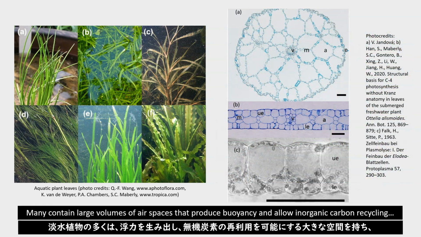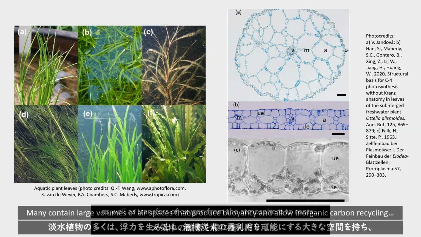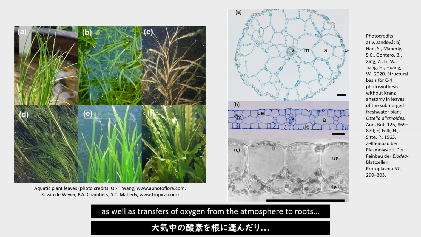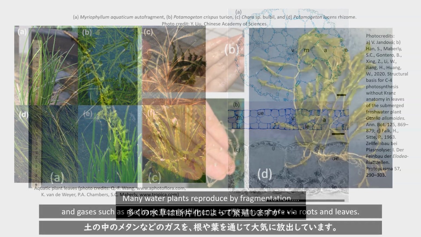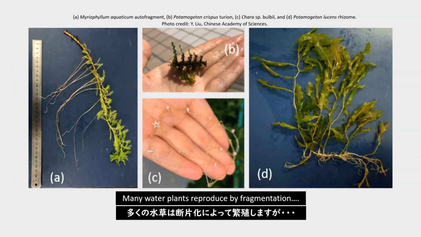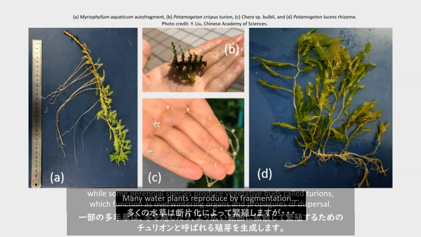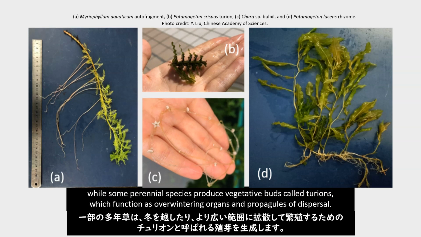Many contain large volumes of air spaces that produce buoyancy and that allow inorganic carbon recycling, as well as transfers of oxygen from the atmosphere to roots, and gases such as methane from sediments to the atmosphere via roots and leaves. Many water plants reproduce by fragmentation, while some perennial species produce vegetative buds called turions, which function as overwintering organs and propagules of dispersal.